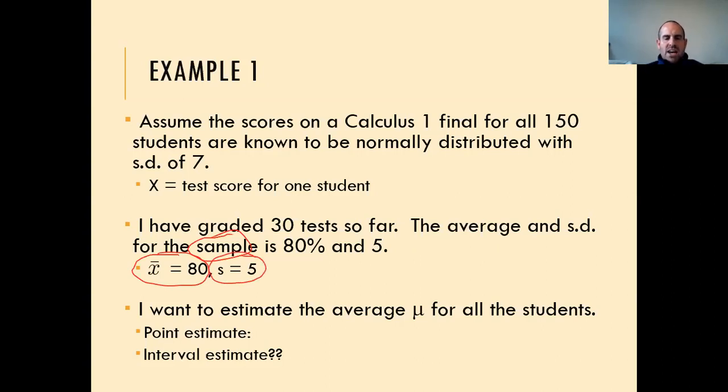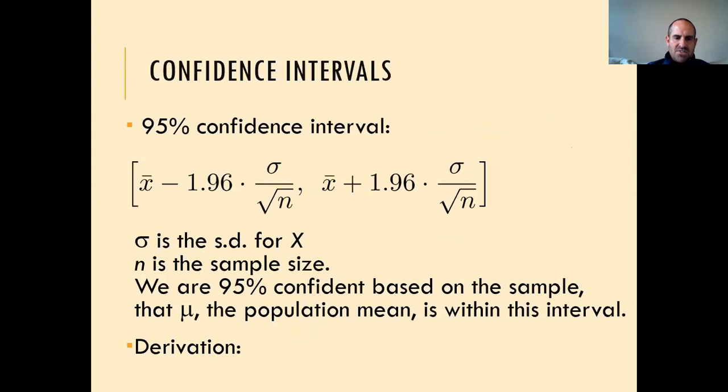I want to estimate the average for the whole population. What is the point estimate? Since I don't know the population mean, the point estimate would just be x bar equals 80. And I would hope and pray that that was pretty close to the true population mean. But in all actuality, it's not likely to be equal to the population mean. So that's why we want to resort to doing an interval estimate for this thing. And how do we do it? Well, like this.